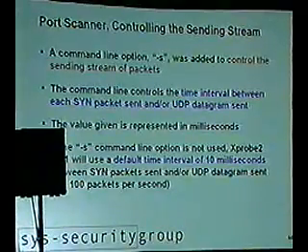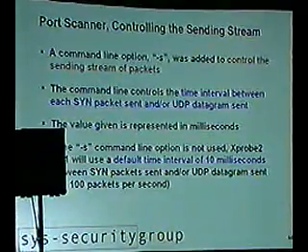Basically, you have the option to specify it in milliseconds. If you are not specifying -S, then the default time interval between the packets sent by the port scanner will be 10 milliseconds, which means 100 packets per second.